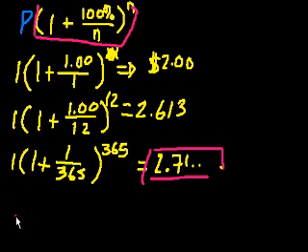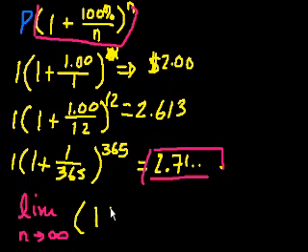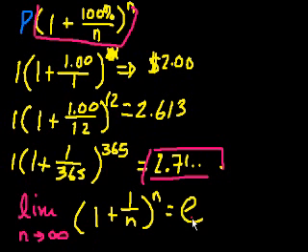So in general, what we could say is the limit, and the limit is just what happens as you approach something, the limit as n approaches infinity, and in our example that's as we compound over smaller and smaller periods of time, of 1 plus 1 over n to the nth power is equal to this magical number, e. And that is equal to 2.71, I forget all the digits. It keeps going on.